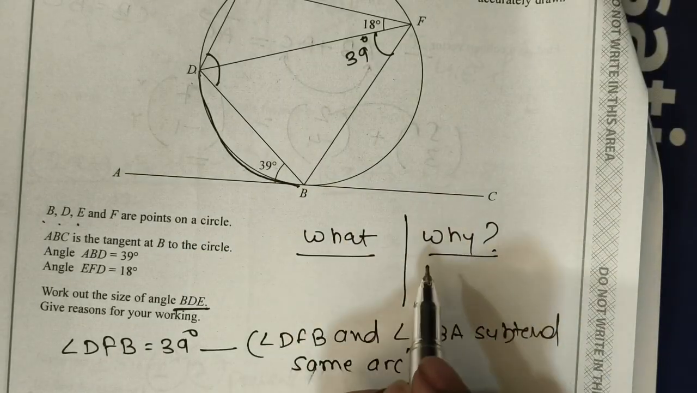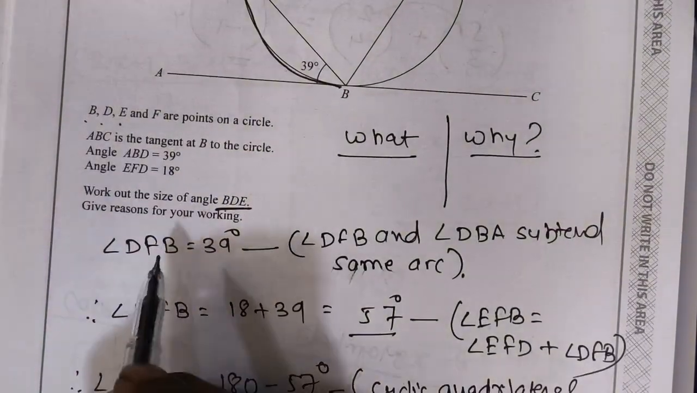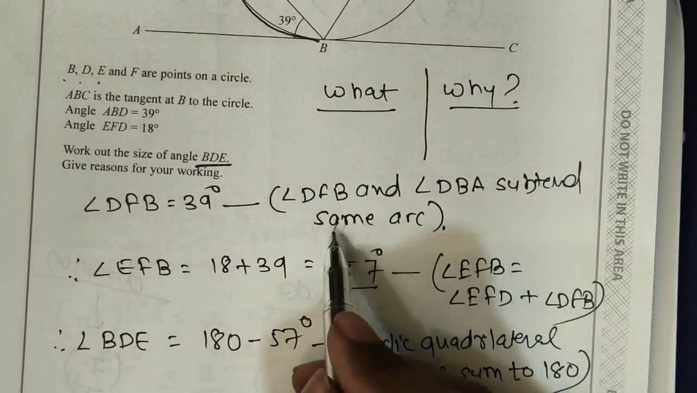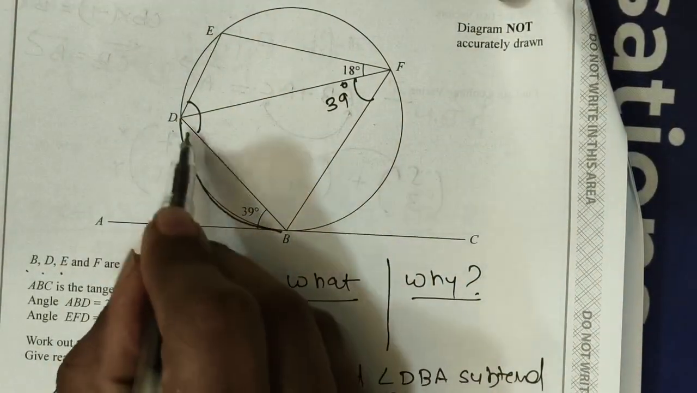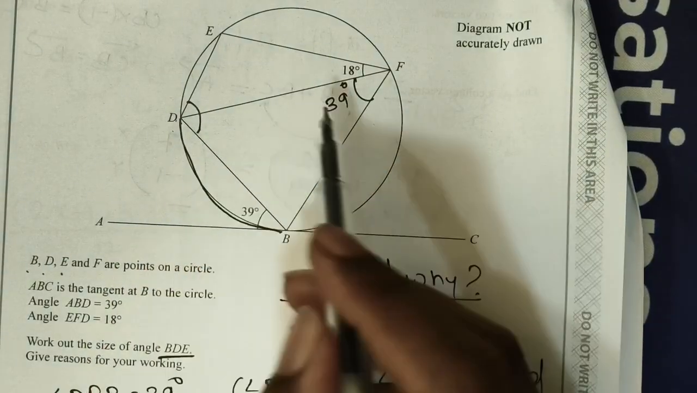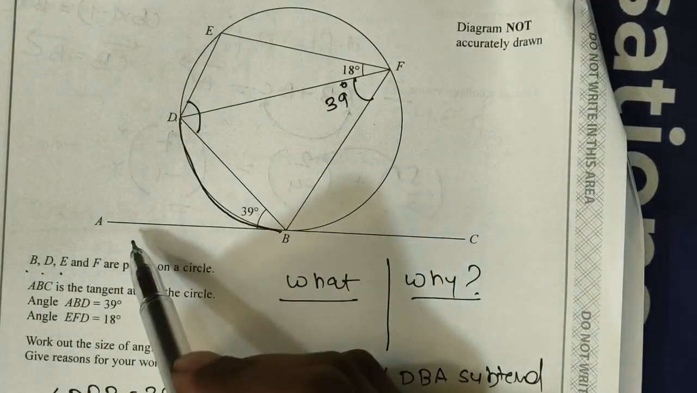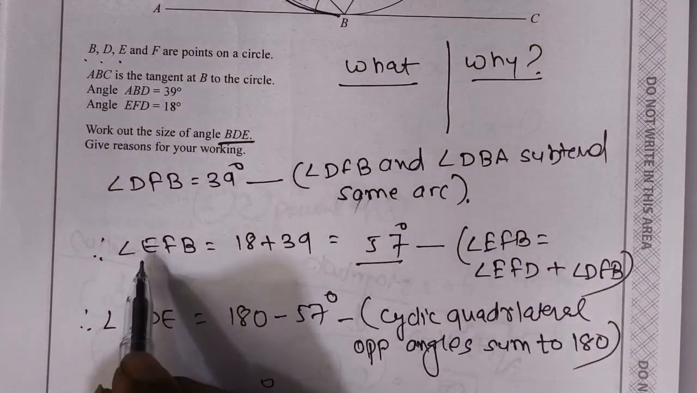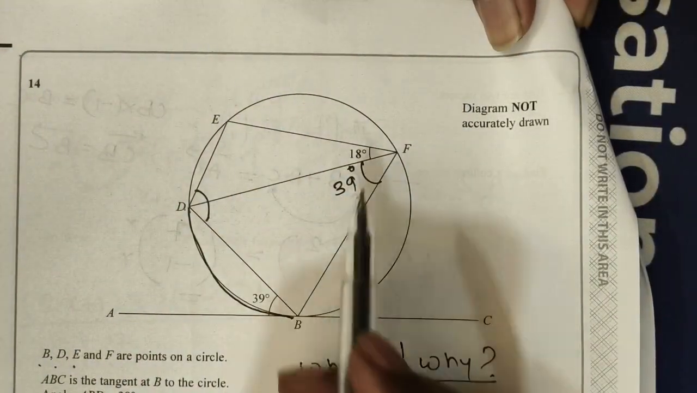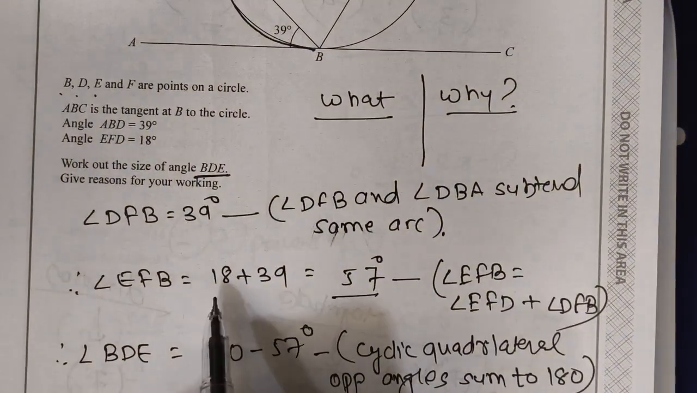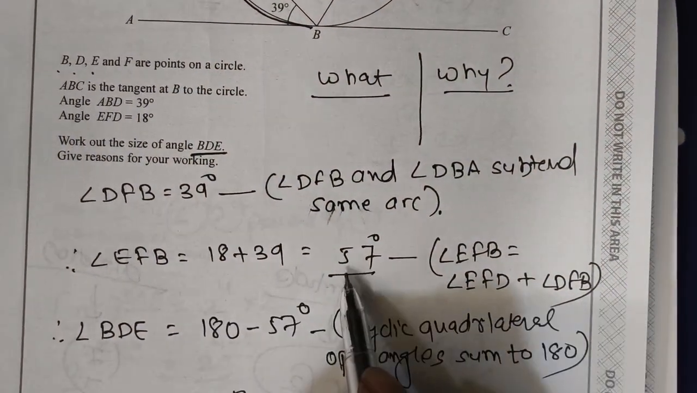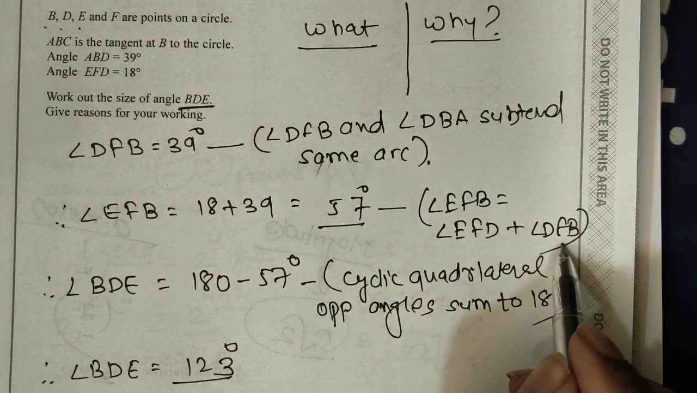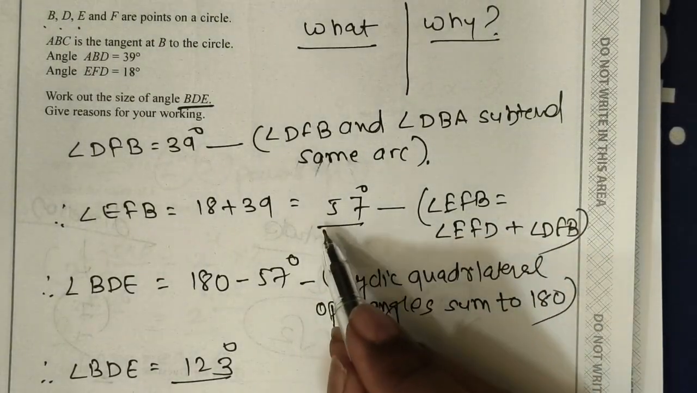So our left side is about x, right side is about y. So I am finding DFB as 39. Why is it so? Because DFB and DBA subtend the same arc. As you can see here, DB is subtending this arc DB, and hence DFB and DBA are both 39 each, correct? Hence my EFB will be 18 plus 39, because of course EFB is 18 and 39, which is going to be 57. Why? Because EFB comprises EFD plus DFB, correct? So I have added both the numbers here.